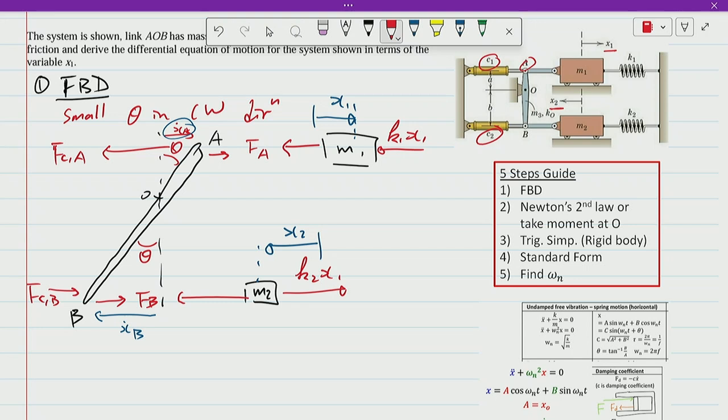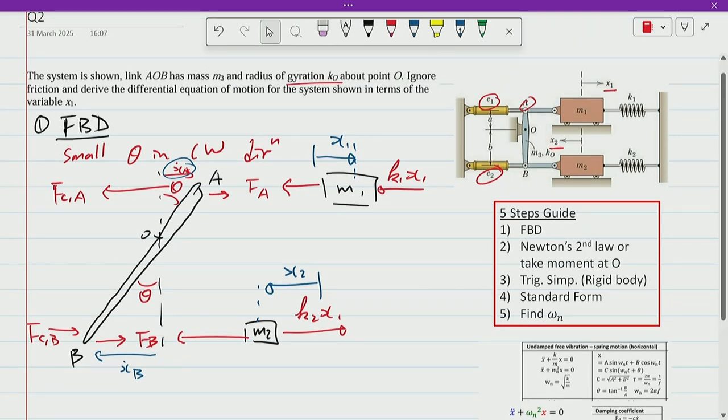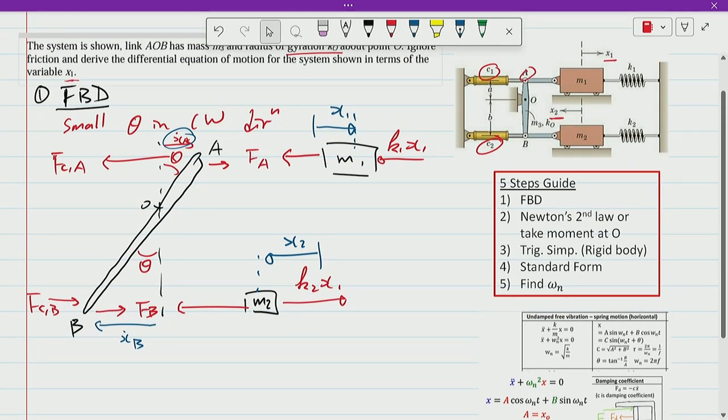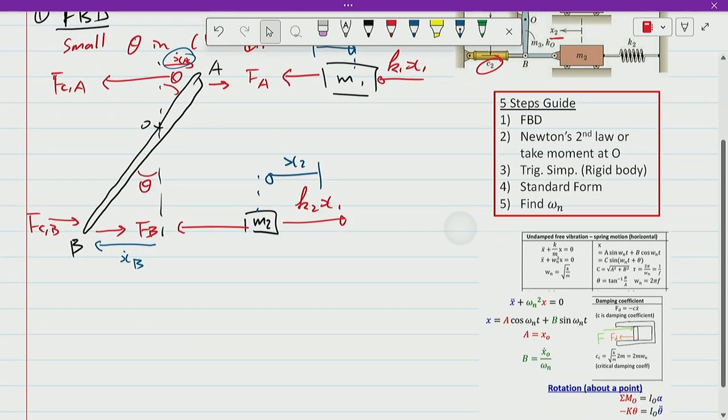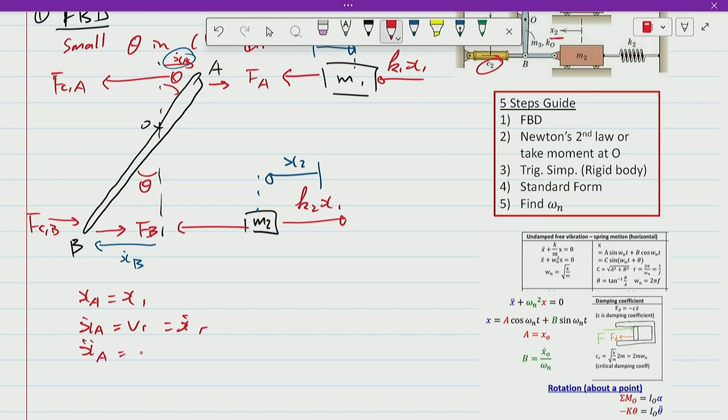Questions so far? Now, our A and B: the question wants us to determine everything in terms of X1. So we basically have to go from A, B, and M2 to with respect to 1. The way the system is set up, VA is actually the same as X1. So XA is equal to X1. So X dot A is equal to VA, V1, or basically X dot 1. The acceleration at A is also equal to the acceleration at 1, or X dot dot 1. And the same thing for B, where it's equal to X2, etc.